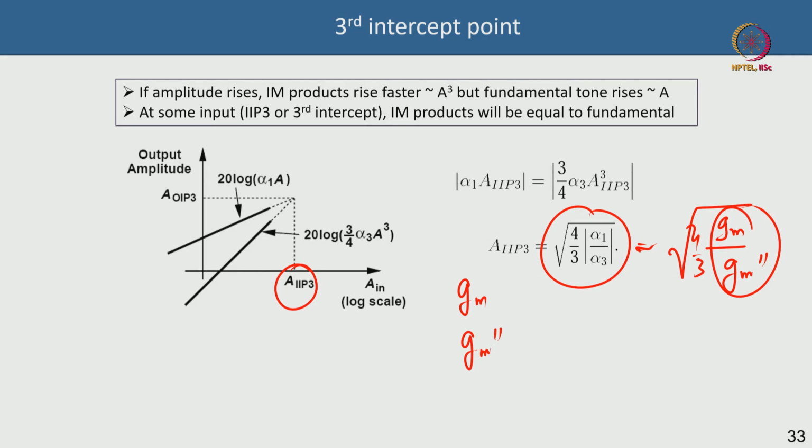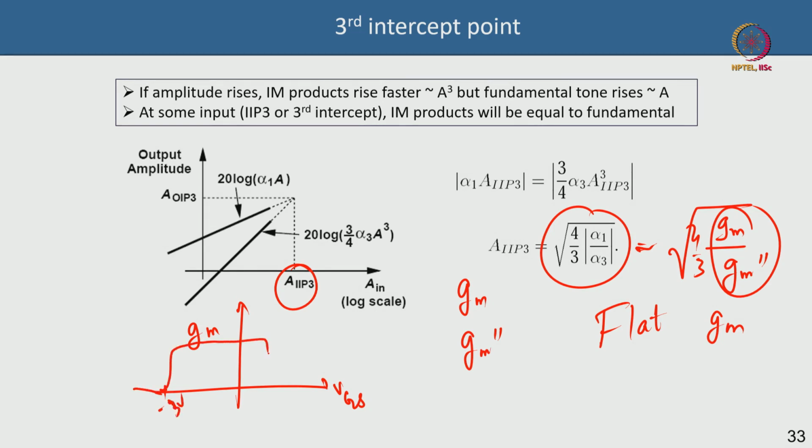The second aspect is that to maintain a flat gain profile, as I told you, you also need a flat GM profile, which means if you are going to plot the GM as a function of VGS, and remember these devices are mostly depletion mode, suppose this is minus 3 volt, you want the GM to stay as flat as possible over a range. However, the GM actually drops, that is a bad thing. The GM comes and then drops like that.